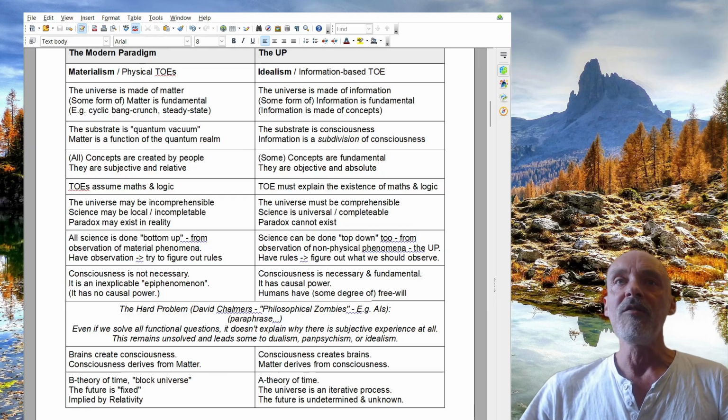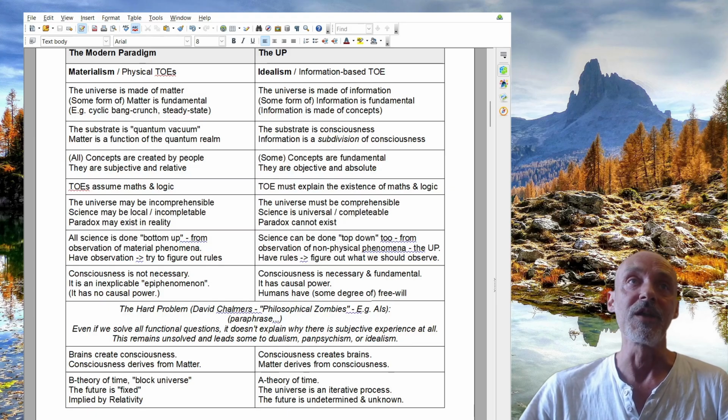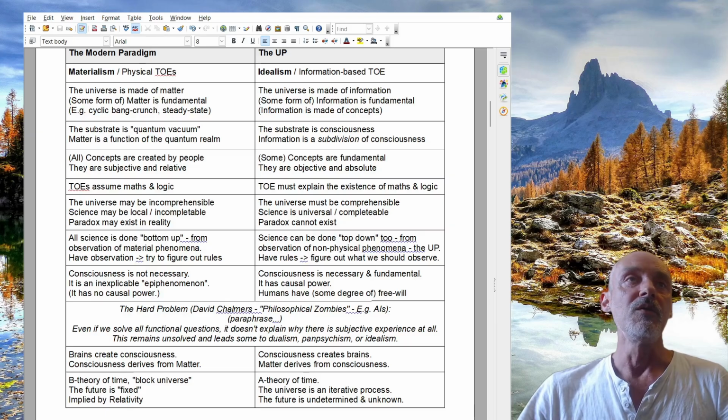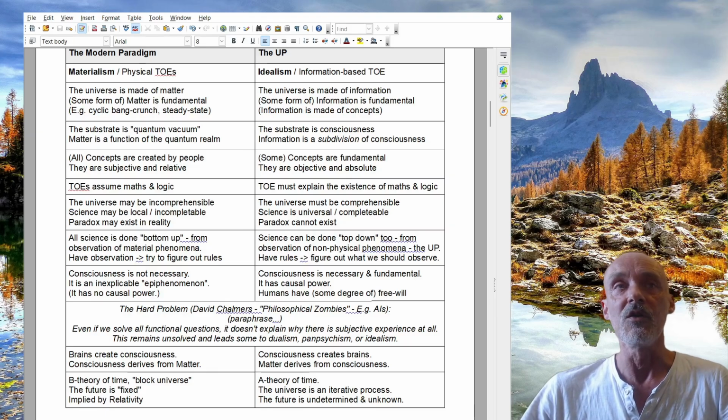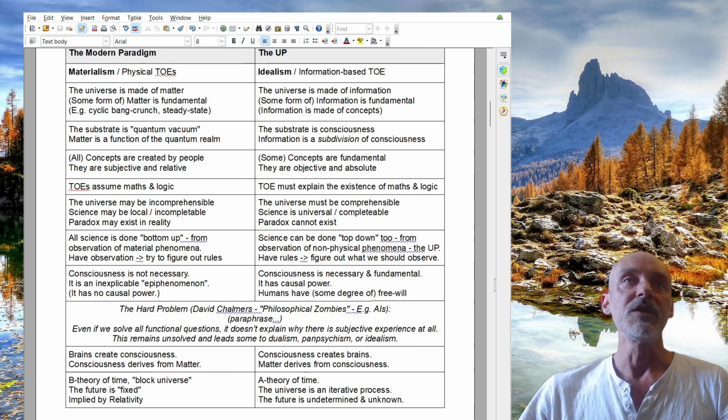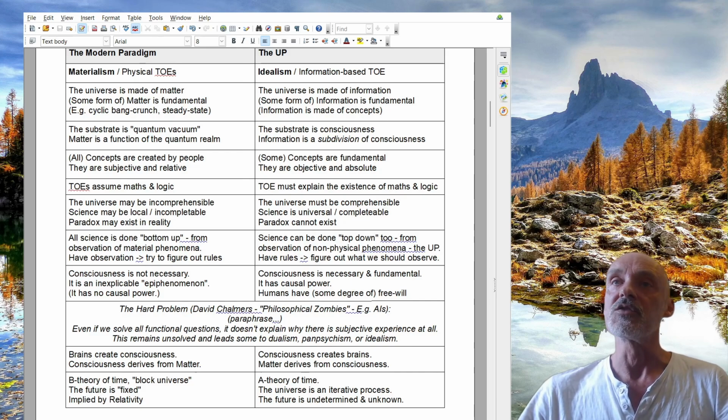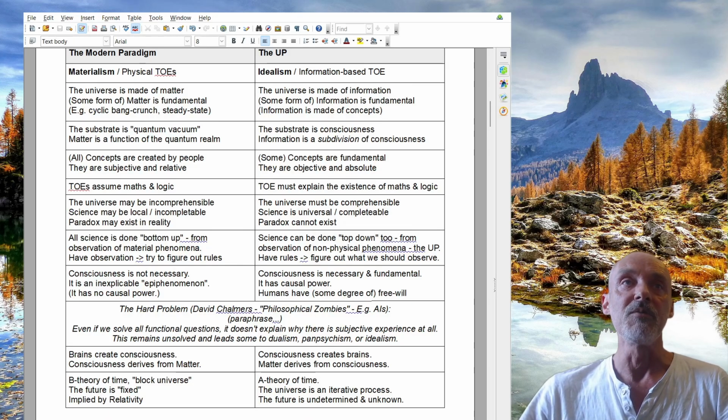The materialist paradigm tends to hold that brains create consciousness, that consciousness arises from brains, perhaps by emergence or complexity. Although in the book I argue that that's actually not possible, that those concepts themselves are misunderstood and wrongly defined. Essentially, it says that consciousness derives from matter. The UP says the opposite, that consciousness creates brains and matter derives from consciousness. So matter is information, it's made of information, and it's held within a mind.